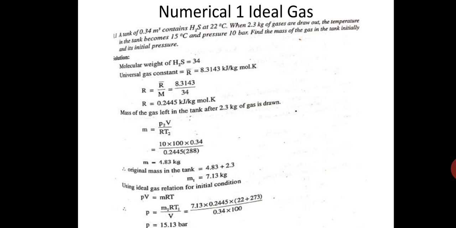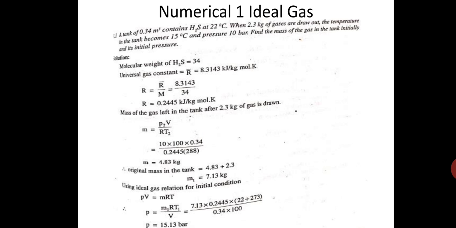And the third thing is you have to find out the molecular weight of the substance, and then divide the universal gas constant by this molecular weight to get the R here. This R is not the universal gas constant, this R is for the particular gas, and to find it you should know the molecular weight and then divide the universal gas constant by the molecular weight. This is how you get R.